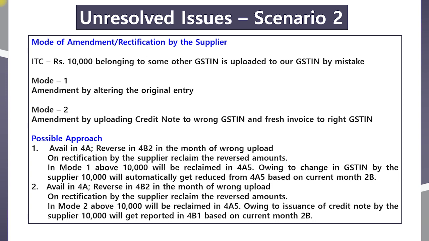The difference when original entry is altered is that, like we discussed, it will have a downward amendment, that is the negative values will come, leaving the reduced values in 4A. Alternatively, if it comes as credit notes, then it will go directly to 4B2. Again, we'll have to take a call. Probably we will reverse in 4B1 because of it being the permanent reversal.